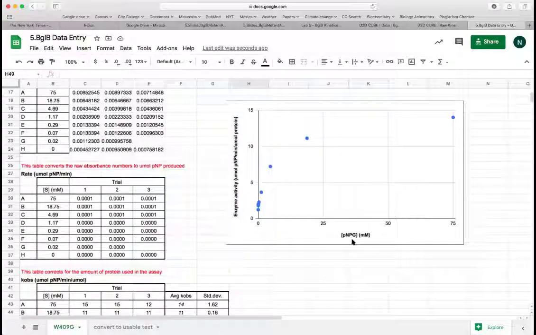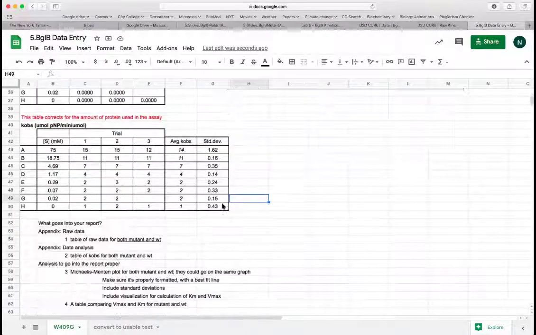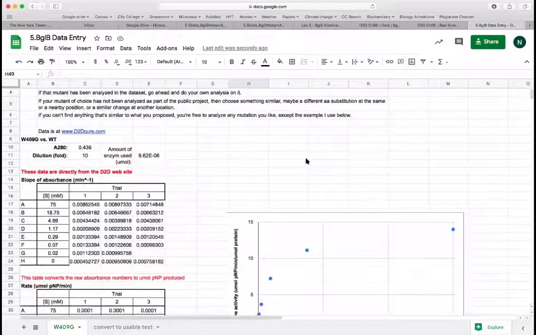So once again, substrate concentration, substrate paranitrophenyl glucose, and then this is enzyme activity, micromoles paranitrophenol per minute per micromole protein. And you see, even if this activity overall is very low, you still get this kind of nice Michaelis-Menten plot. You can also include the standard deviations. It was done in triplicate, so we can calculate a standard deviation. That should be included on your graph.